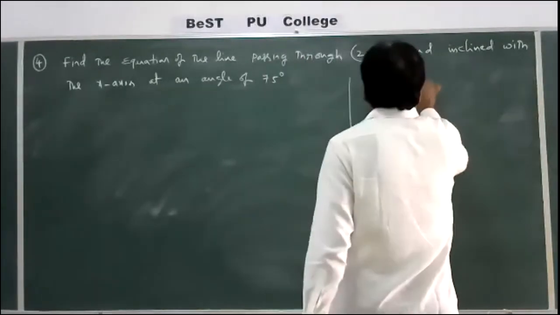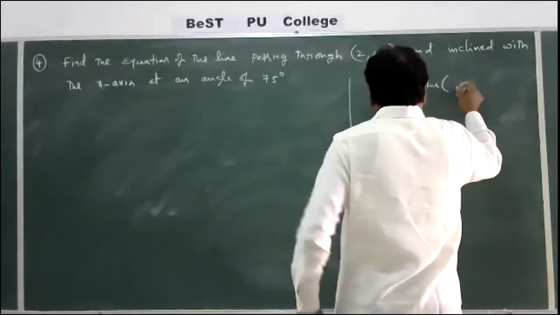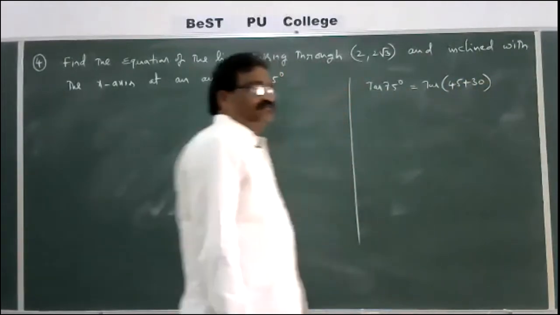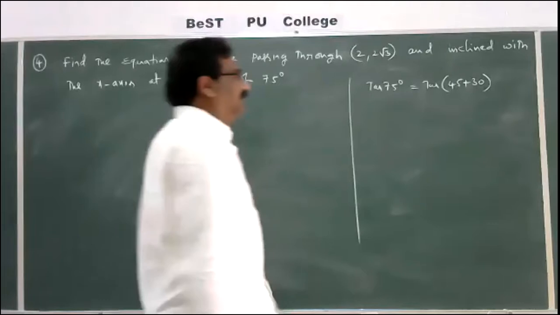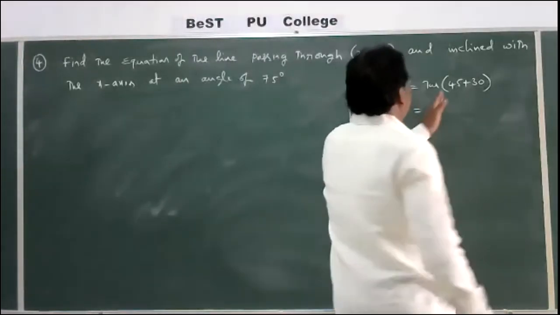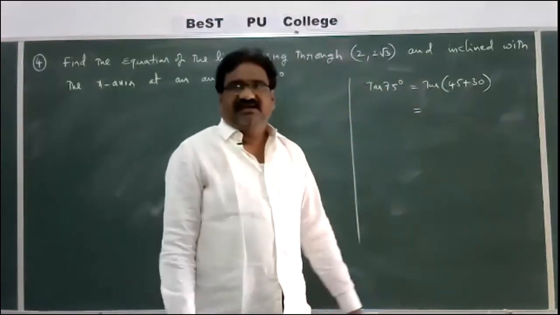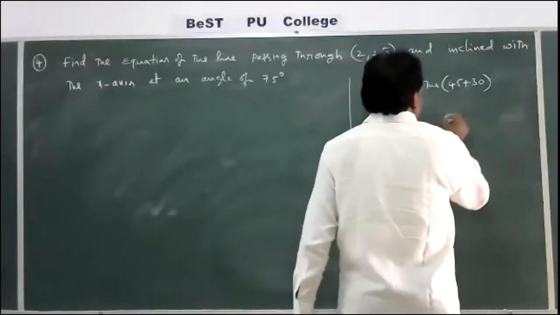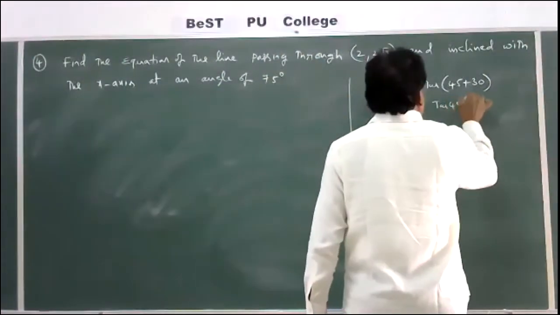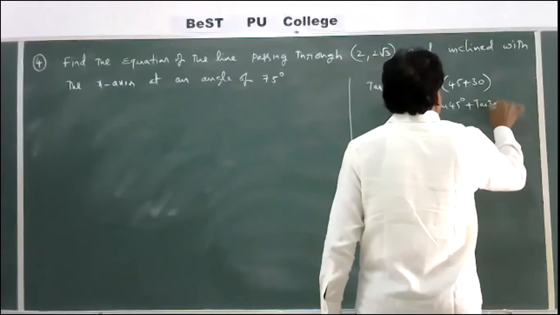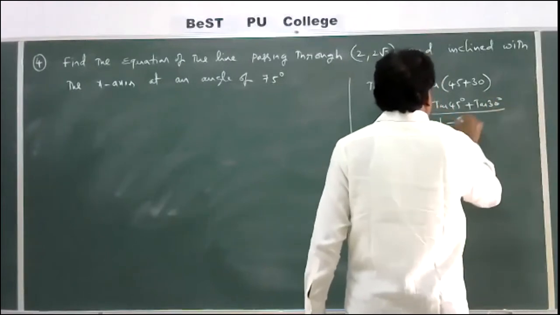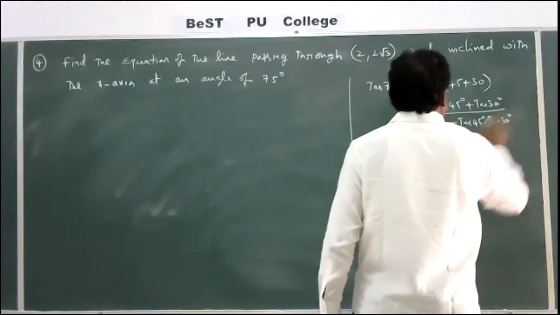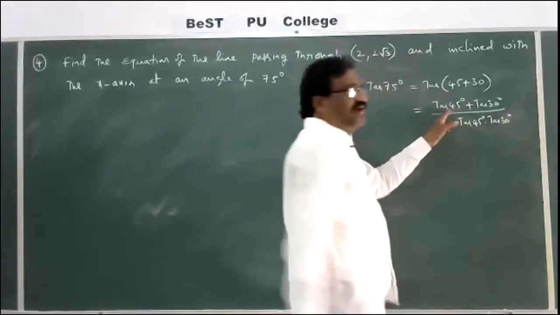So tan 75 degrees is tan of 45 plus 30. You can use the formula tan of a plus b, which is tan a plus tan b by 1 minus tan a tan b. That is tan 45 plus tan 30 degrees by 1 minus tan 45 degrees into tan 30 degrees. Tan 45 degrees is 1.